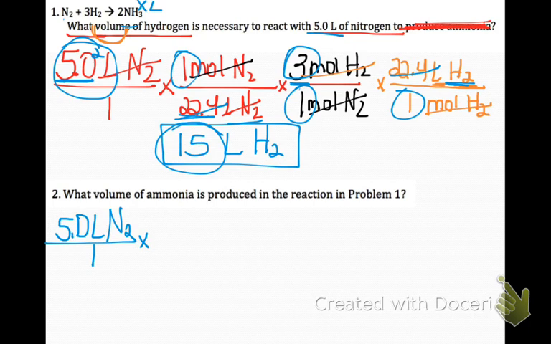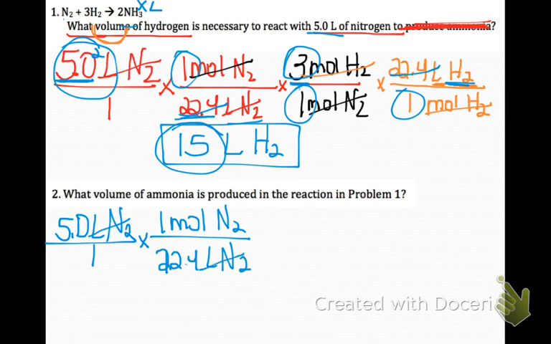And then from there, I'm going to get from liters of this gas to moles of the gas. That's the only place I can get to next. So I can use 1 mole of N2 over 22.4 liters of N2. I did that because I want to get rid of liters of N2. Now I'm in moles of N2. I want moles of ammonia. Excuse me, I want liters of ammonia at the end, but I need to get to moles of ammonia first.